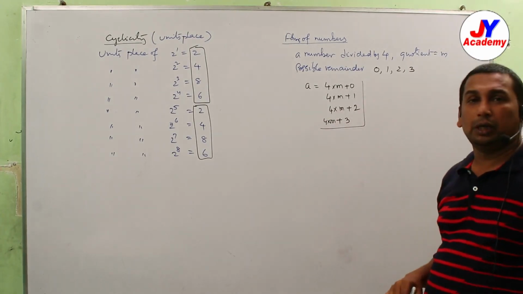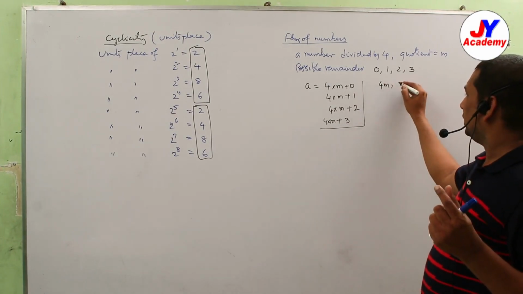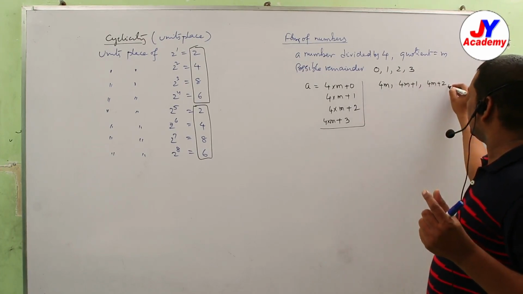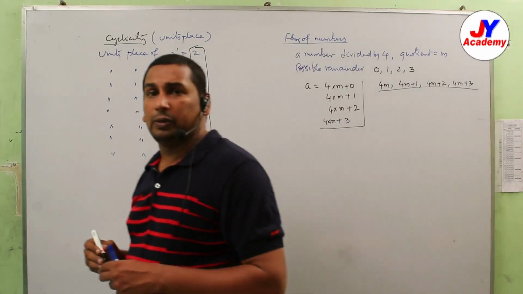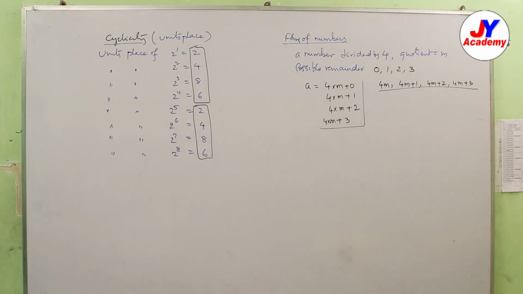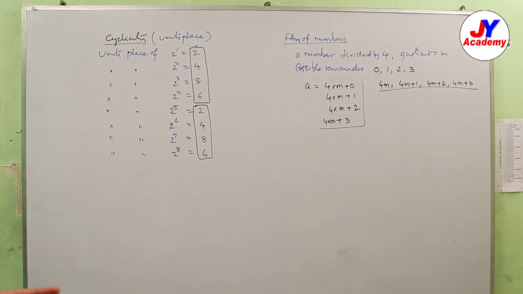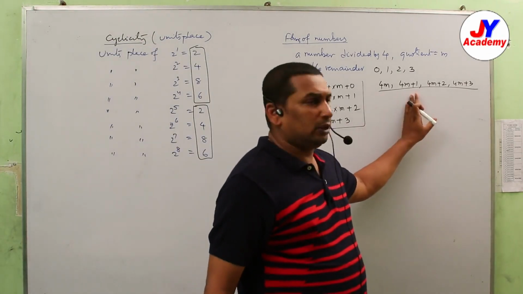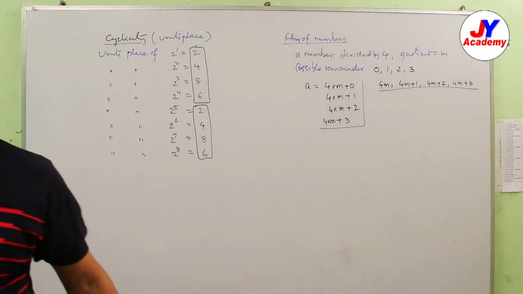So if a number is divided by 4, what about its forms? It may be 4m, 4m plus 1, 4m plus 2, 4m plus 3. When divided by 4, it may be a 4 multiple, or the remainder may be 1, or 2, or 3. Remainder 0 means it is a 4 multiple. So these are the forms: 4m, 4m plus 1, 4m plus 2 and 4m plus 3.